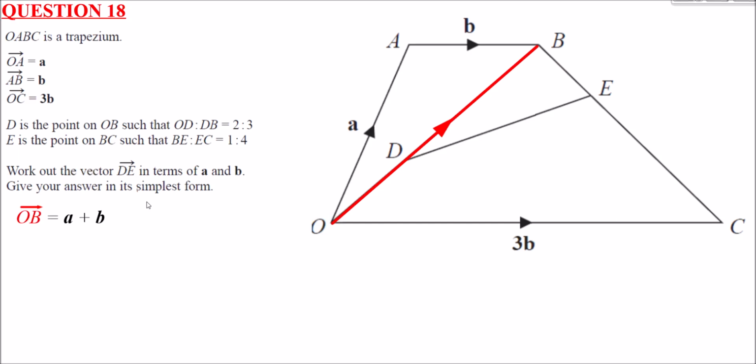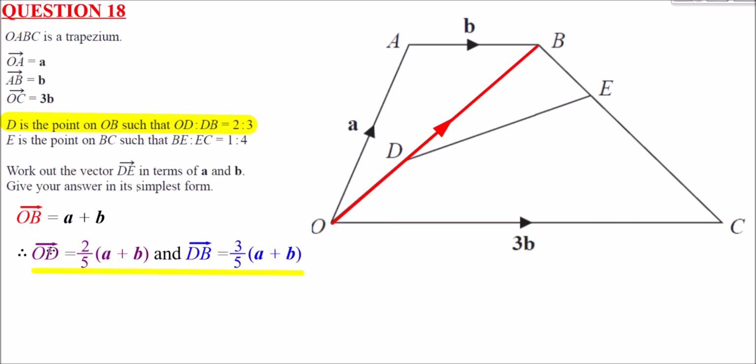Now we can think about what it says about D being on OB, such that it splits OB in this ratio. So essentially, OD is 2/5 of the length from O to B, like I said earlier, and DB is 3/5 of the length. In other words, OD is going to be 2/5 of OB, which is A plus B. And from D to B is 3/5 of OB, which is 3/5 of this A plus B here. So we can label on these distances now for OD and DB.